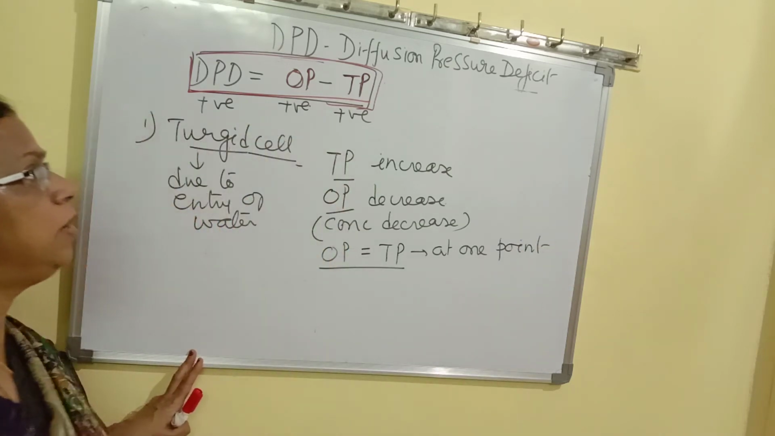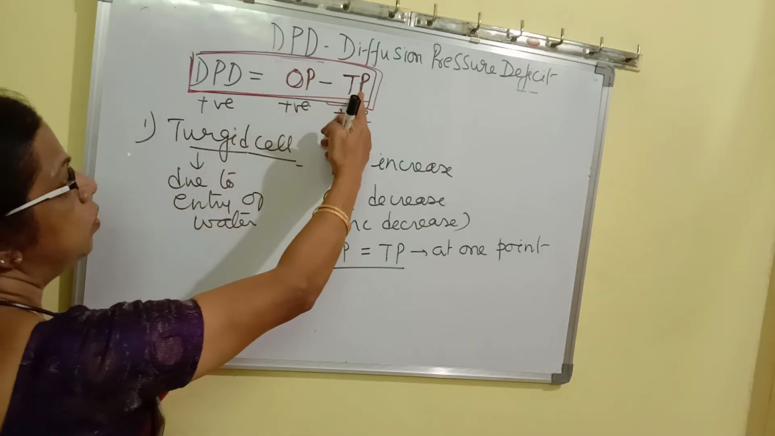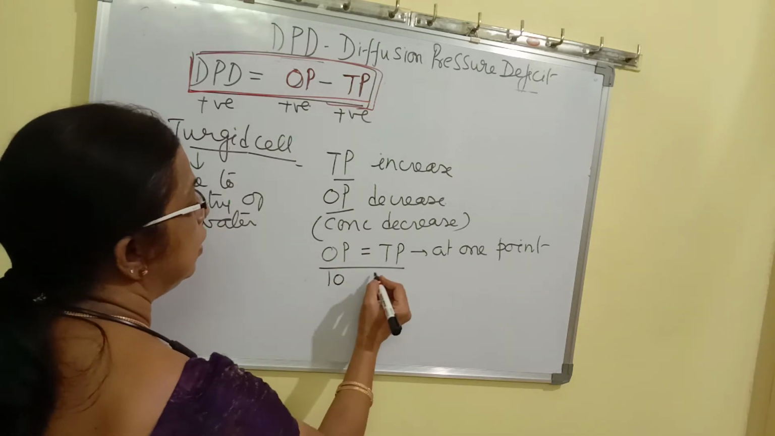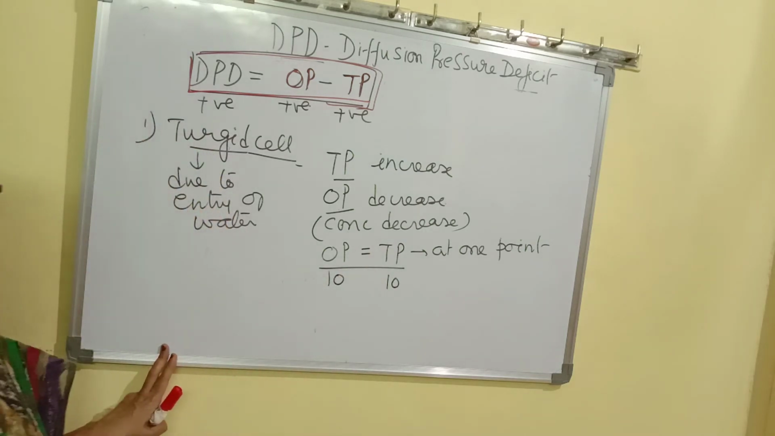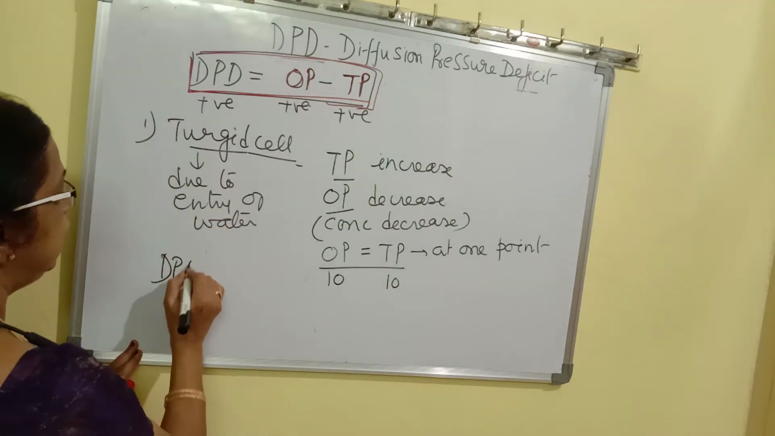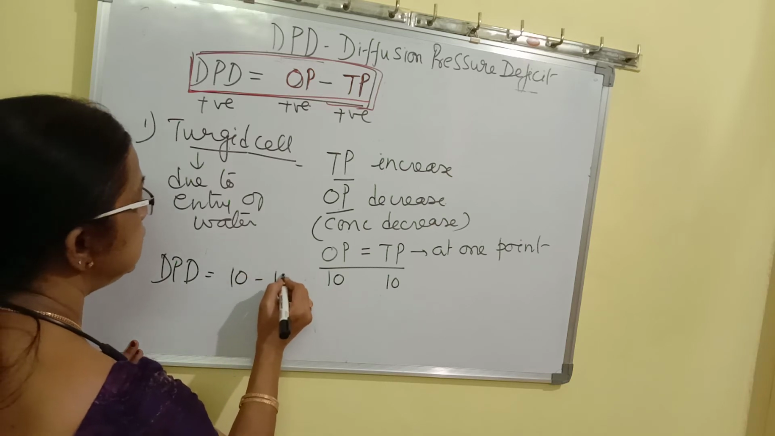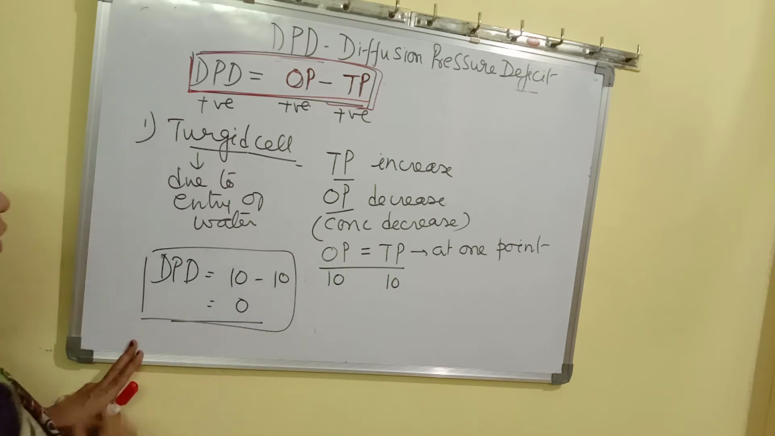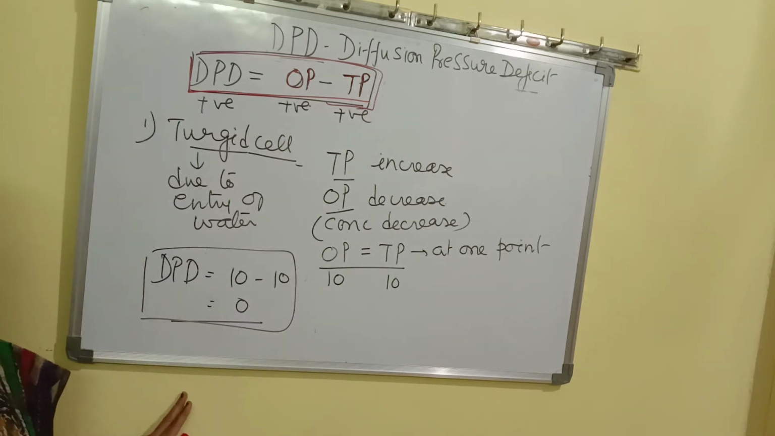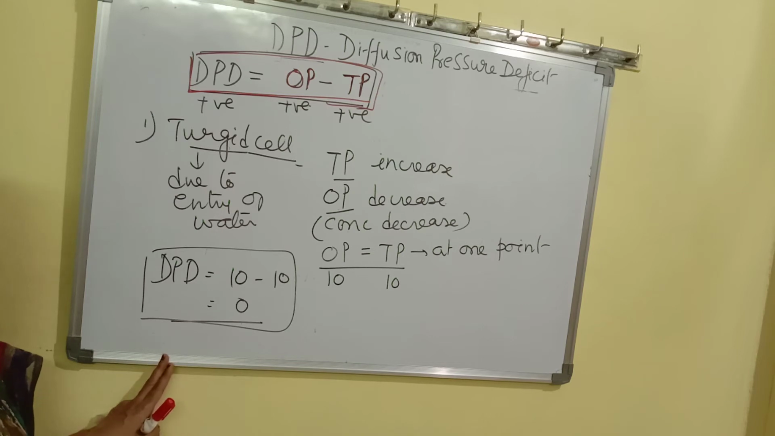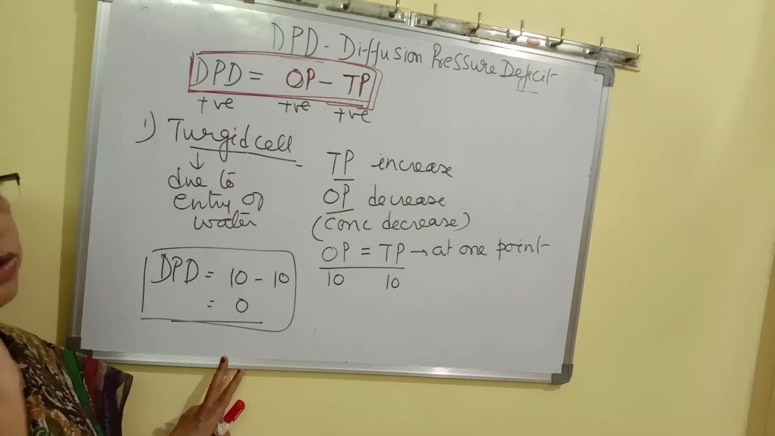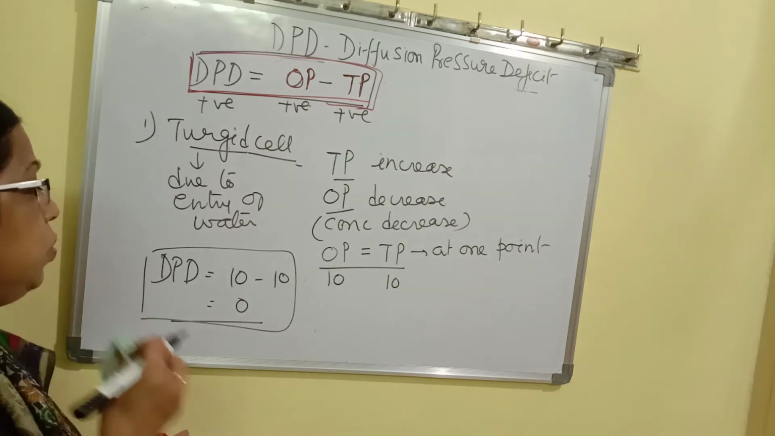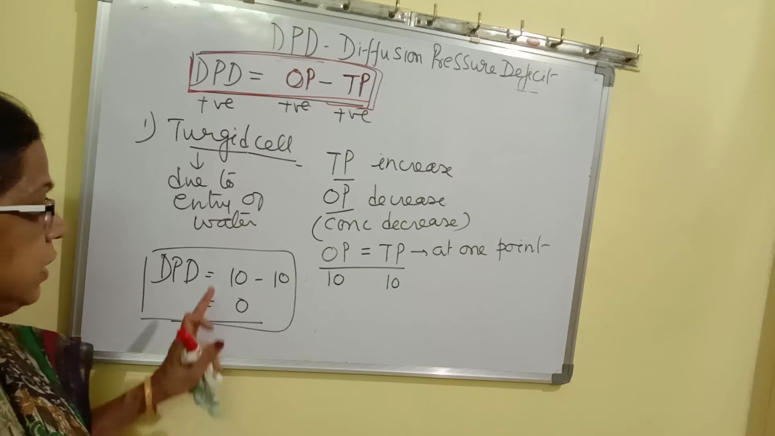When OP is equal to TP, suppose we take OP as 10, TP also will become 10. So what will be DPD here? DPD will be 10 minus 10, that will be 0. So in a turgid cell, DPD will become 0. The same thing we find with water potential also. Water potential is maximum in a turgid cell, that means it becomes 0 in a turgid cell.